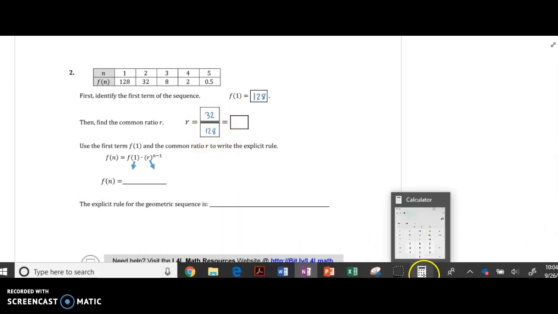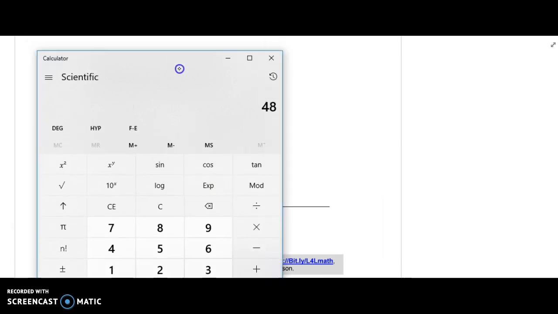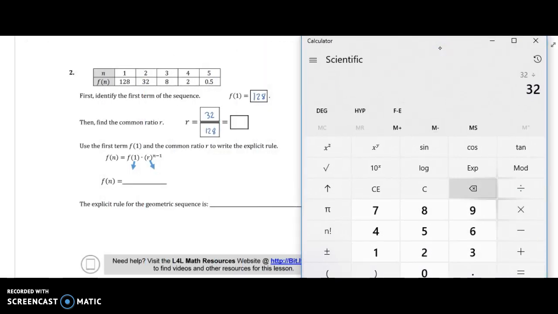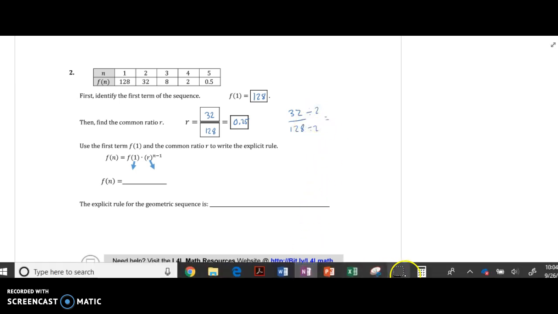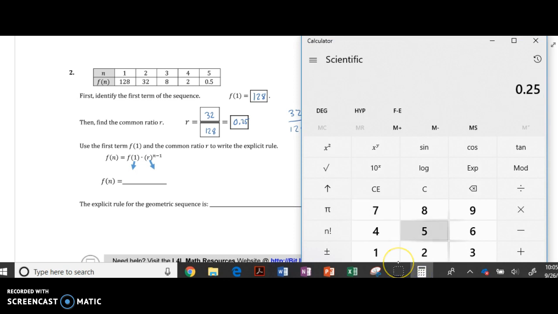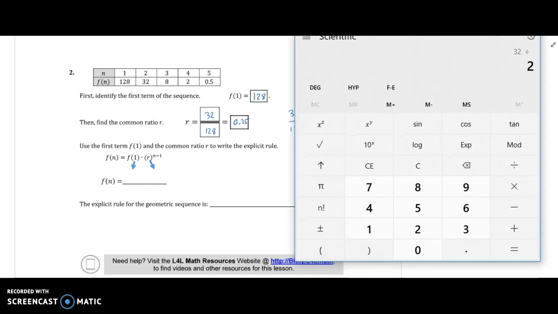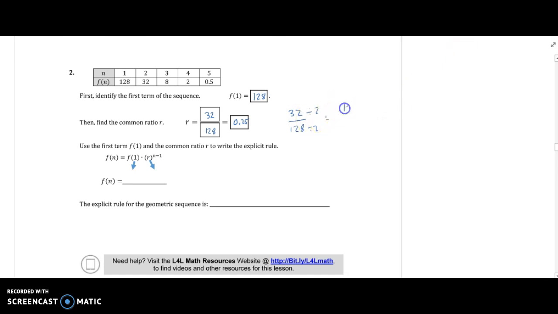So if you did do 32 divided by 128, you get 0.25. And that's totally acceptable. But if you needed to do it as a fraction, we'd do 32 over 128, and then I think I'm just going to start by dividing by 2 because I can't think of a bigger number. So 32 divided by 2 is 16. 128 divided by 2, well, 100 divided by 2 is 50, 28 divided by 2 is 14, so 64.